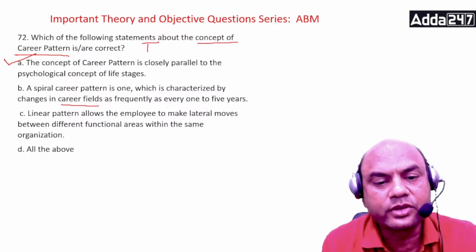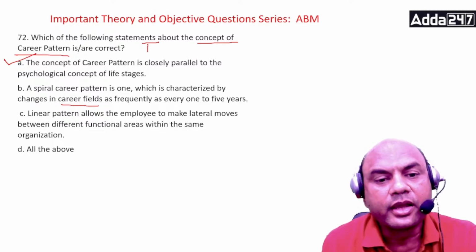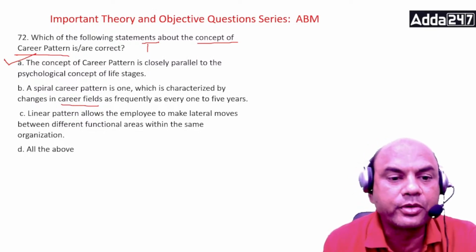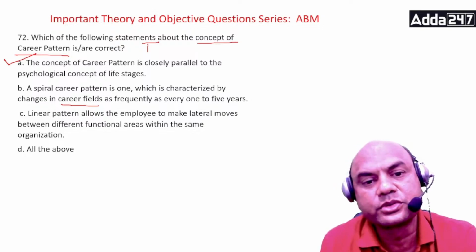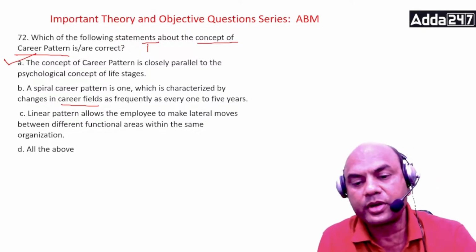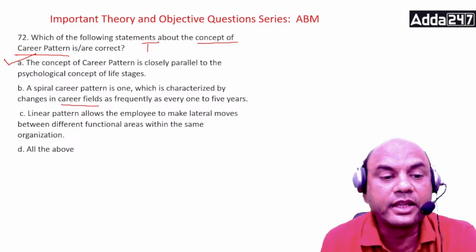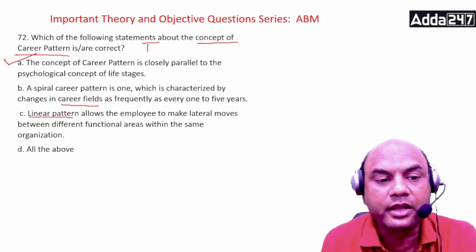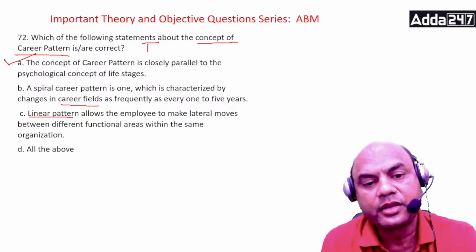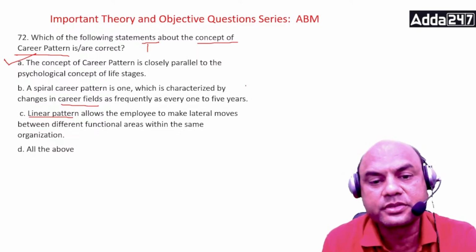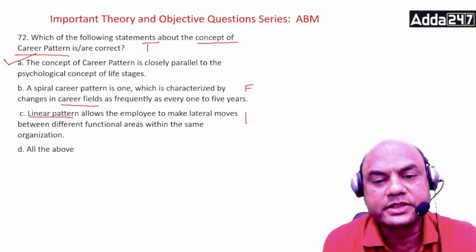That is also one question. It just shows the upward movement, upward mobility we call it. So that is the linear pattern, upward mobility. So only A is correct because the rest are all false.